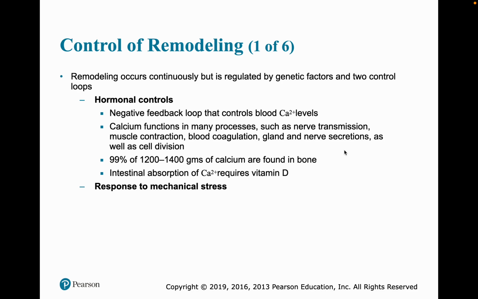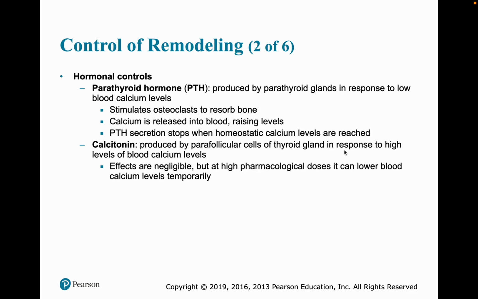Intestinal absorption of calcium also requires vitamin D. The other control is a response to mechanical stress. Parathyroid hormone is produced by the parathyroid gland in response to low calcium levels in the blood. It stimulates osteoclasts to reabsorb more bone. As that bone is reabsorbed, the calcium is released into the blood, raising blood calcium levels. And parathyroid hormone secretion would stop as soon as a homeostatic level of calcium is found again in the blood.